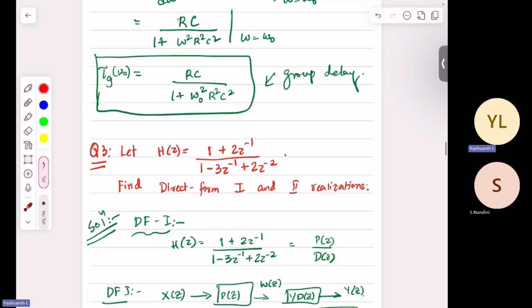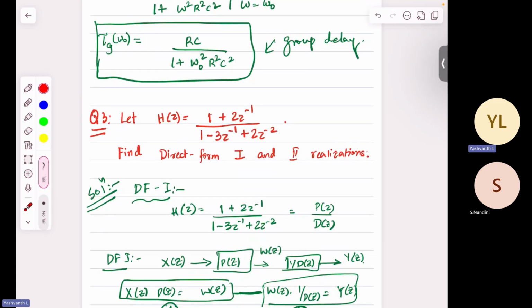The third question is, now that these were the two questions from the filter delays viewpoint, from now onwards we will look at the direct form and the filter realizations using direct forms, cascaded forms, parallel forms, and so on. The question is, let H of z be 1 plus 2z inverse divided by 1 minus 3z inverse plus 2z power minus 2. Find the direct form 1 and 2 realizations.